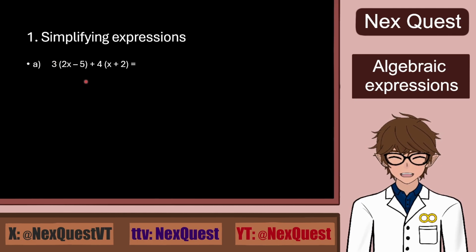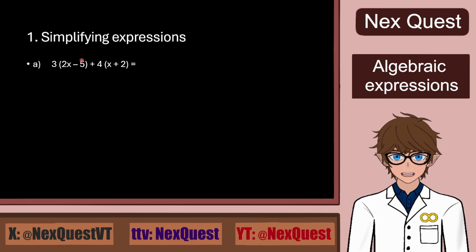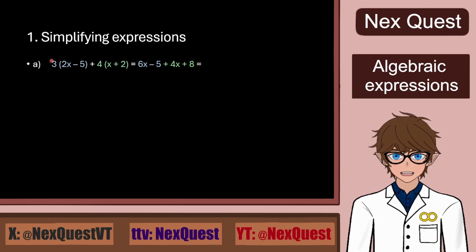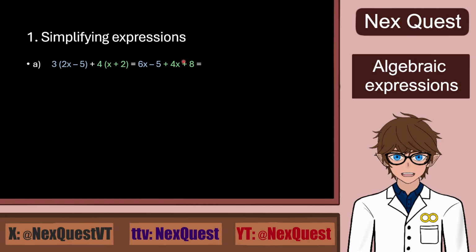Simplifying expressions. First, we target the first part and then the second part. I will color code the first and the second part separately, multiply each of the terms with the factor in front of it. Same for the second bracket. We get them all in the solution.